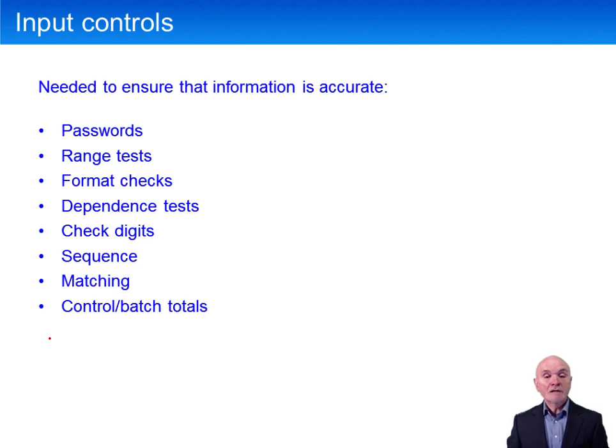And finally, control and batch totals. If you're putting in, let's say, 50 invoices, you add them all up. There's a control total that's put in first. And then when you enter all of the documents coming after that, it adds them up and makes sure it reconciles to the control total.